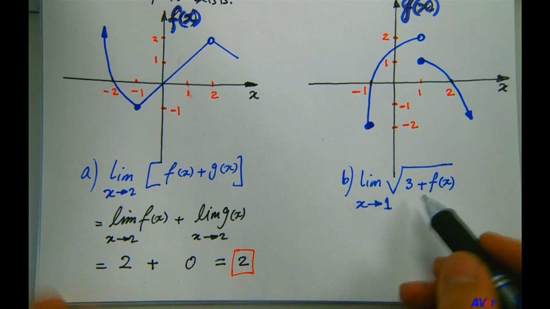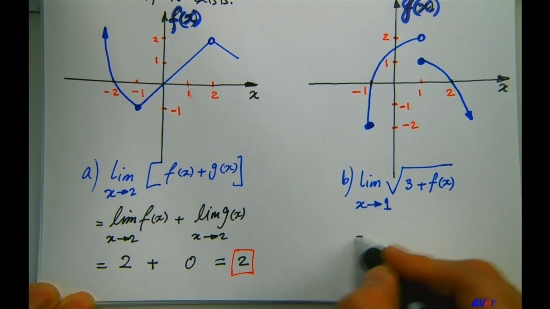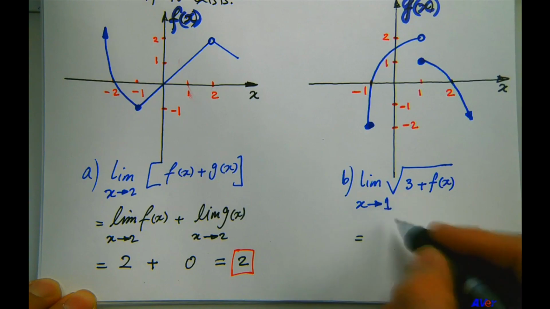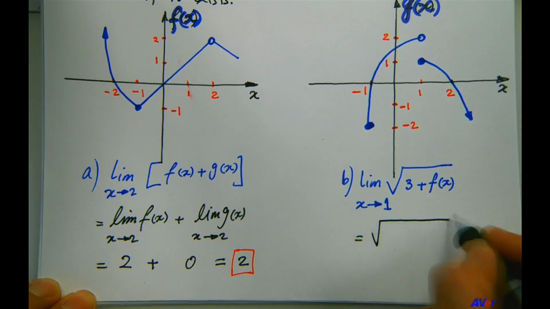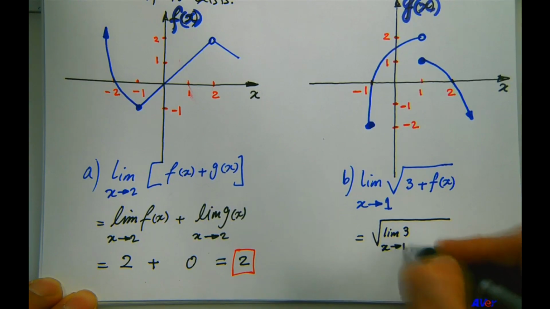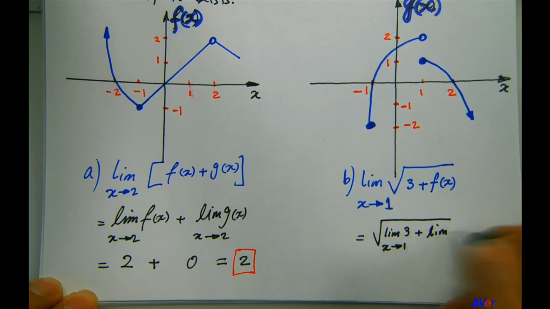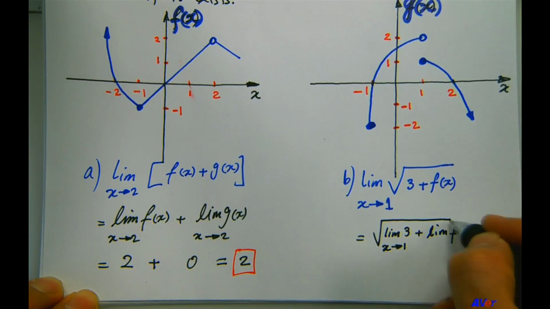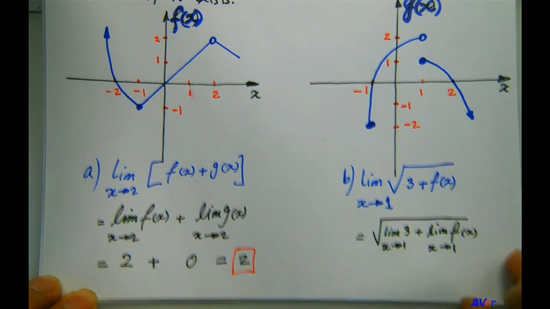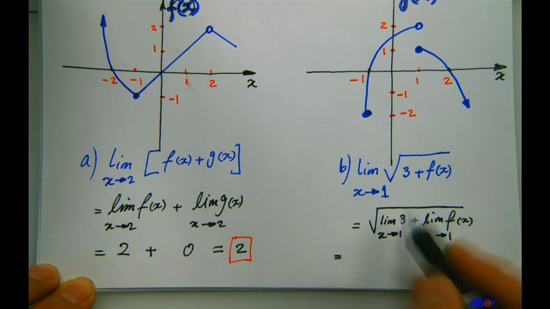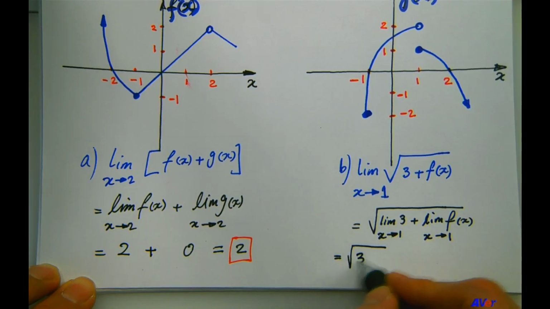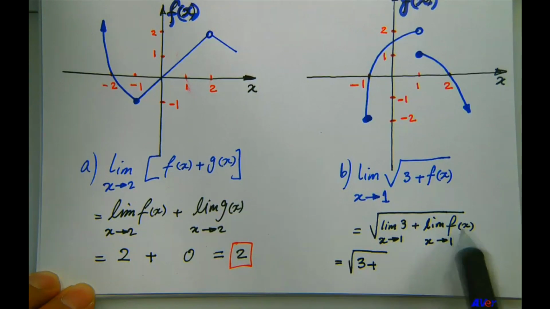And then also for this one, we have the limit of, so using the properties that we have, what we can do is say square root of, we can put the limit on the inside, right? So we can say the limit of 3 as x approaches 1 plus the limit of f of x as x approaches 1, right? So now we know again from the properties that this value is just equal to the constant, right? So we have square root of 3 plus limit of function f of x as x approaches 1.